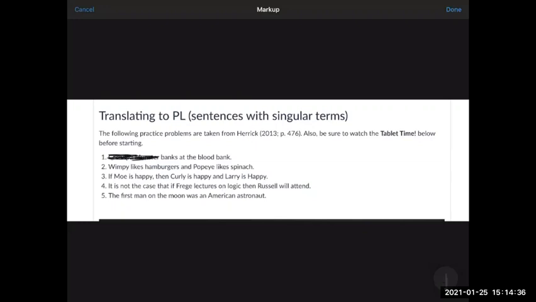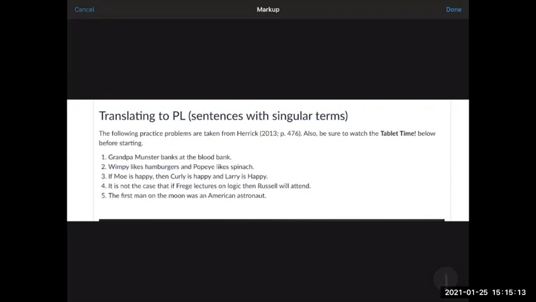You can say Mindy banks at the blood bank, or Eddie Munster, is that the little kid's name? Whatever. The idea is that we clearly have two elements in this sentence: the subject, Grandpa Munster, and the predicate, banks at the blood bank. That predicate can be applied to many people. It's a general term. Grandpa Munster is a proper name, so that's a singular term, and banks at the blood bank is a general term, so we use a predicate letter for that one.